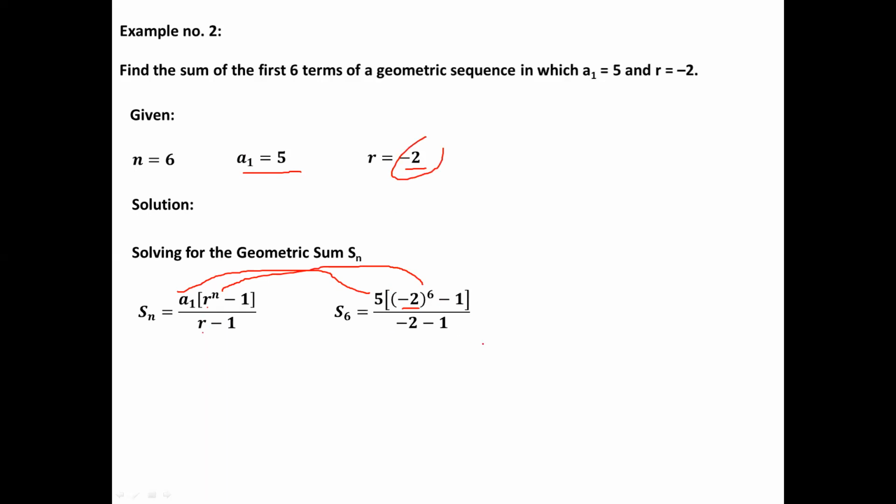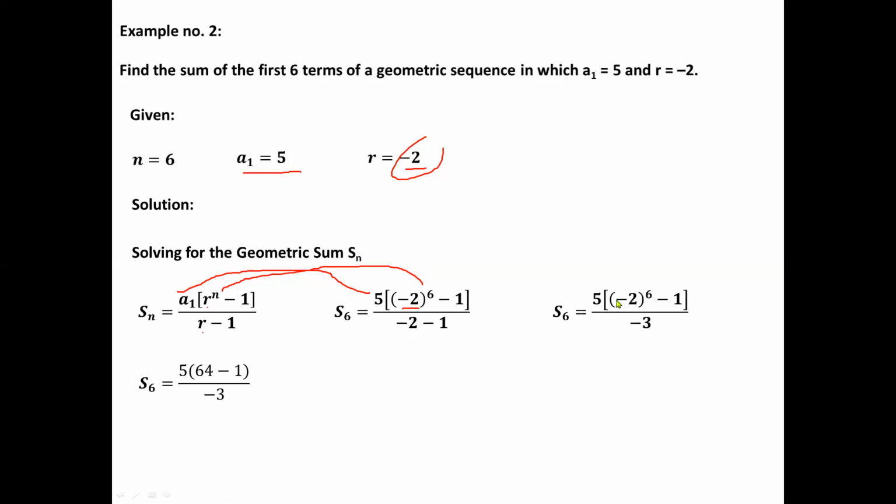Now, if we're going to simplify this given equation, ganito ang takbo ng ating calculation. Una, i-simplify ko muna yung denominator. Negative 2 minus 1 is negative 3. Next step. Ang negative 2, kapag nireraise ko sa 6th power, ang makukuha natin is 64 because 2 times 2 times 2 times 2 times 2 times 2 is 64. Multiply natin ng 6 times ang 2 by itself.